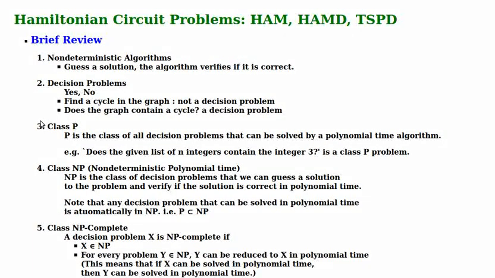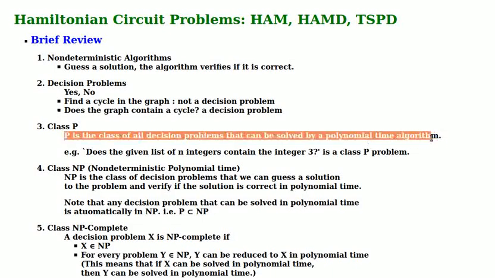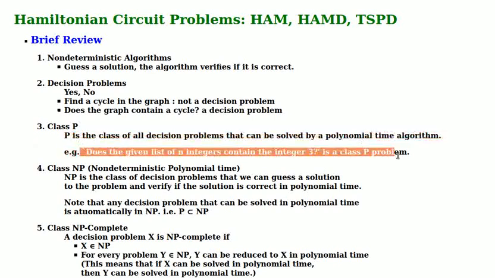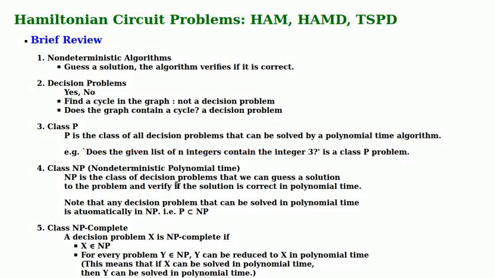3. Class P. P is the class of all decision problems that can be solved by a polynomial time algorithm. For example, does the given list of n integers contain the integer 3? Is a class P problem, as we can solve it in linear time by stepping through the list.